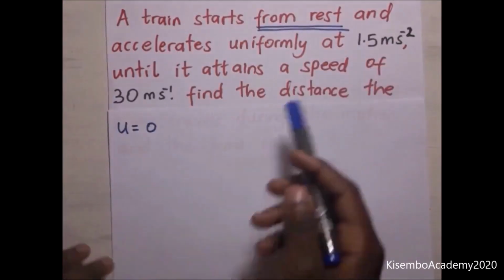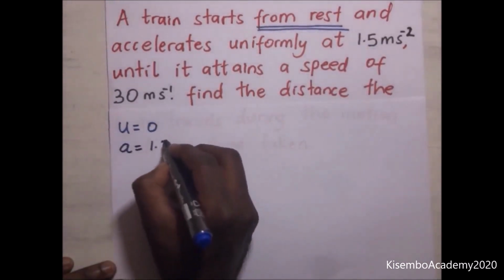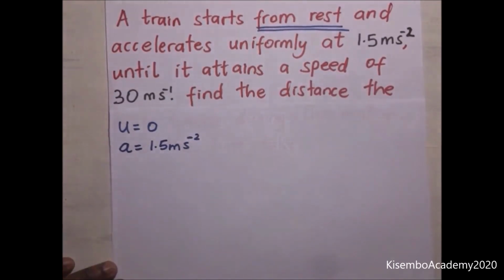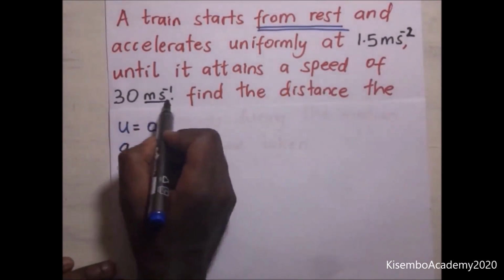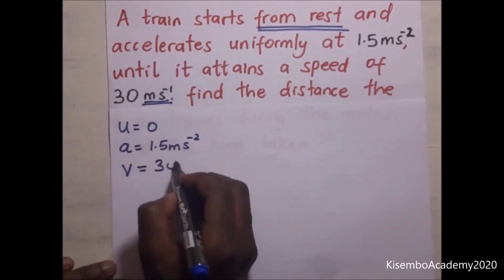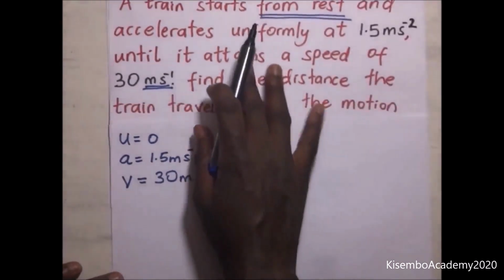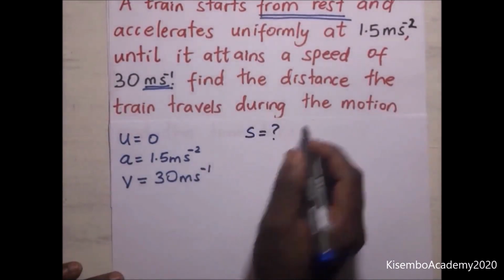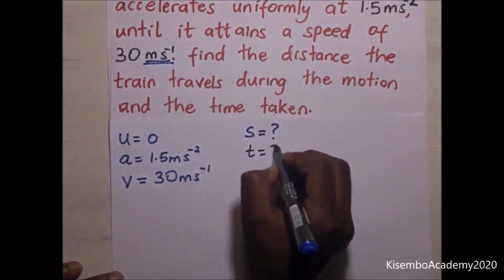And it accelerates uniformly at 1.5 meters per second squared. So it means that its acceleration here is 1.5 meters per second squared until it attains a speed of 30 meters per second. This is now the final velocity. So it attains a final velocity v of 30 meters per second. You're required to find the distance the train travels during the motion, and you also need to find the time taken.